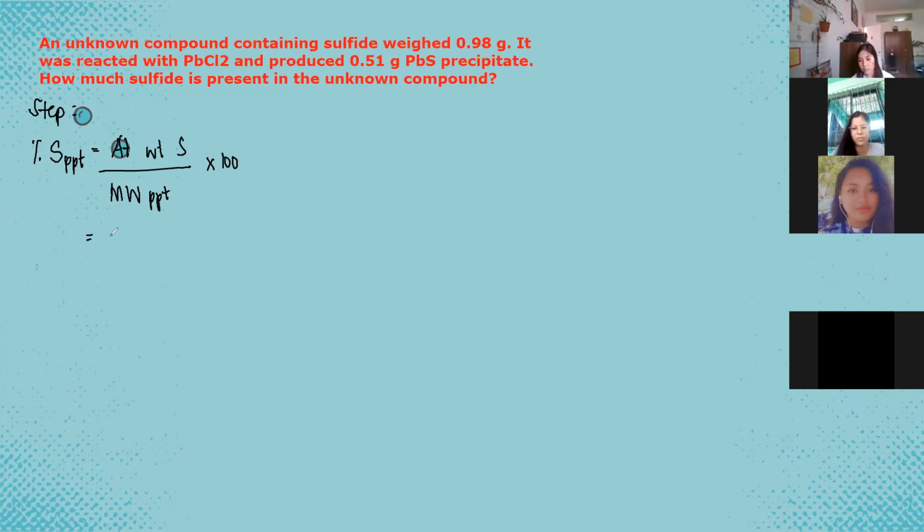So what is the atomic weight of sulfur? Kindly look at your periodic table. 32, ma'am. 32 grams. The molecular weight of precipitate, what is our precipitate? Here, it's lead sulfide. So, hahanapin mo lang yung molecular weight niya, class. Lead and sulfide. Ay, sorry. This is supposedly 1.